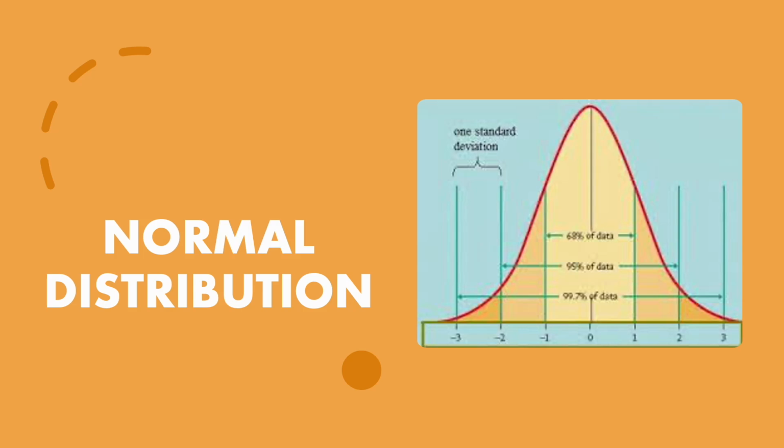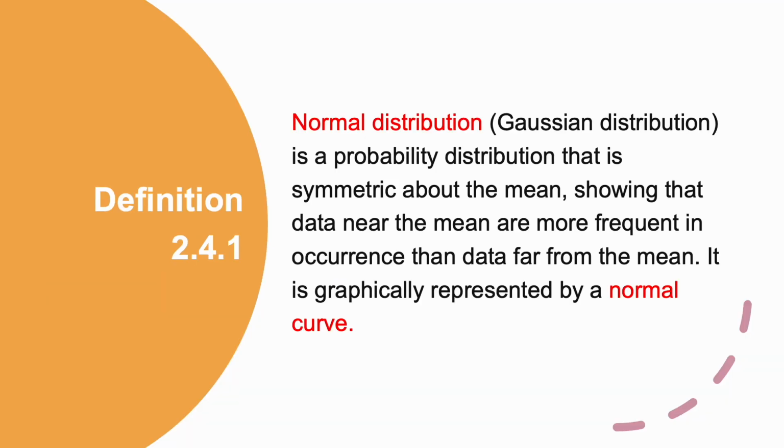Our lesson for today is about the normal distribution. Ano nga ba ang normal distribution? By definition, normal distribution or the Gaussian distribution is a probability distribution that is symmetric about the mean, showing that data near the mean are more frequent in occurrence than data far from the mean. It is graphically represented by a normal curve.